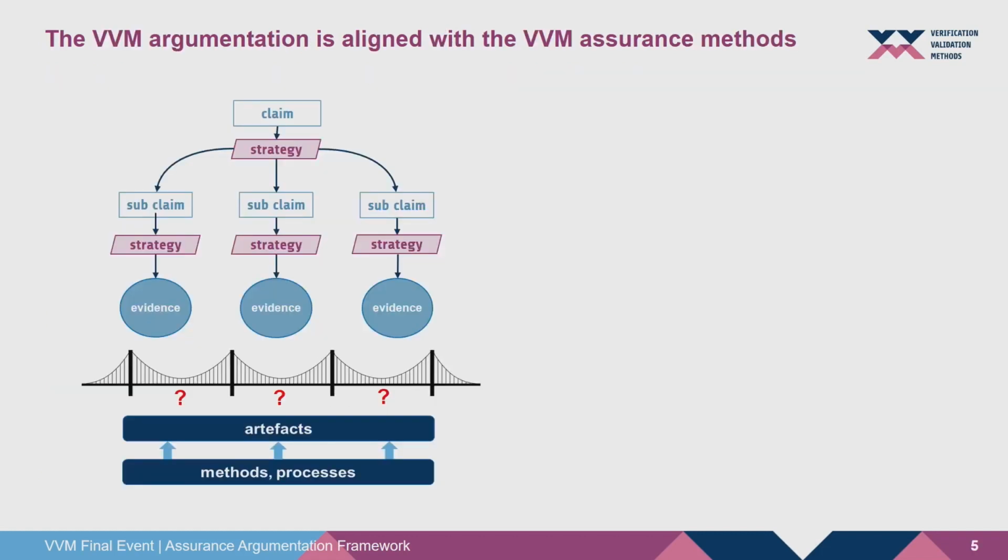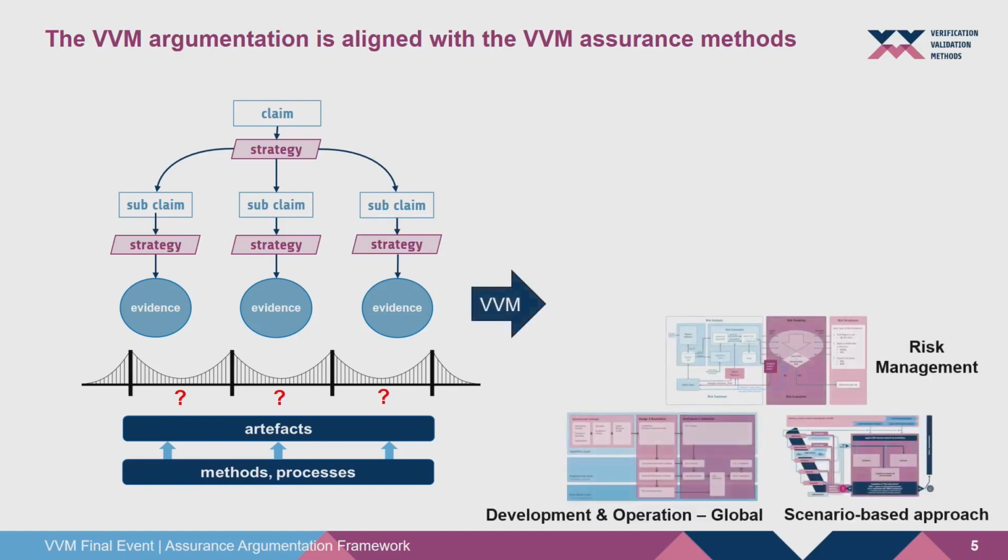Our goal in VVM was no less than the hard part, and our task was to define this minimum set of industry-grounded assumptions about the processes for ADS assurance and provide a structure for the plot of the safety story. In Roland's talk, we heard about the three VVM key components: risk management, a global development and operation model, as well as a scenario-based assurance approach.